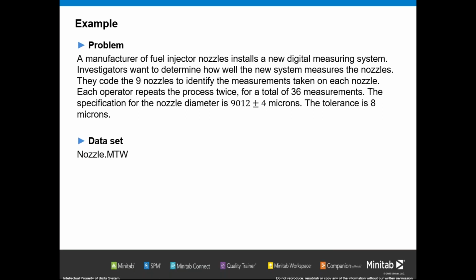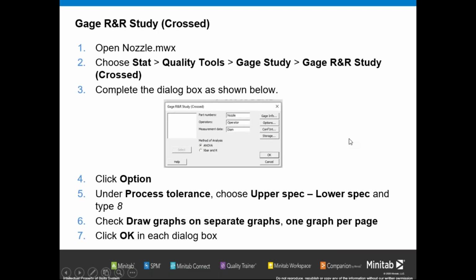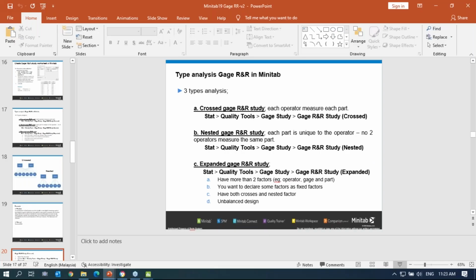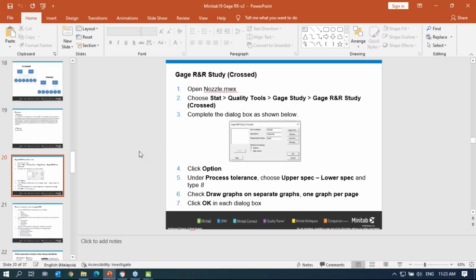The specification for the nozzle diameter is 9013 plus or minus 5 microns, and the tolerance is 8 microns. So I will go for that data set, which has 9 nozzles, 9 parts, repeated 2 times. Okay, so I go for this one, this data set.